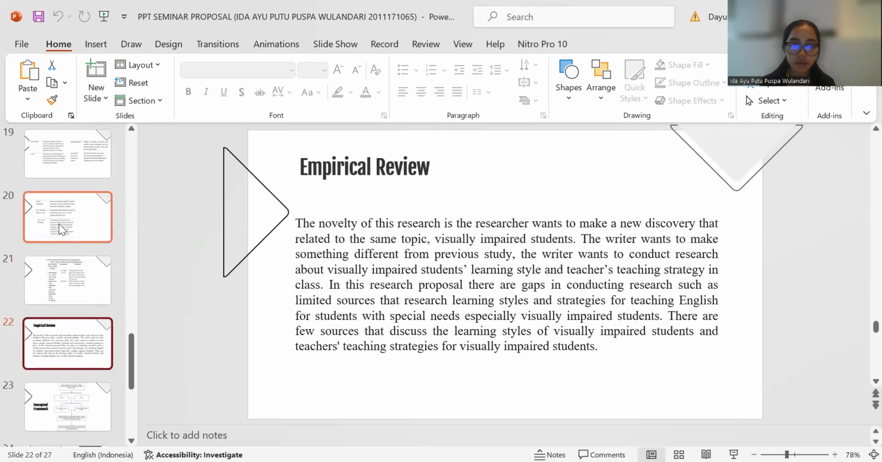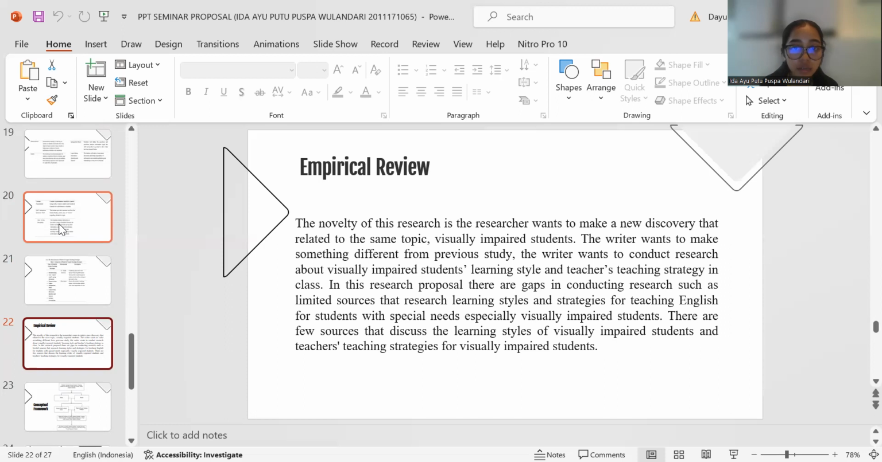And also, I have an empirical review of this research. I found the novelty of this research is that the researcher wants to make a new discovery related to the same topic, visually impaired students. The writer also wants to make something different from the previous study, and wants to conduct the research about visually impaired students' learning style and teachers' teaching strategies in the classroom.